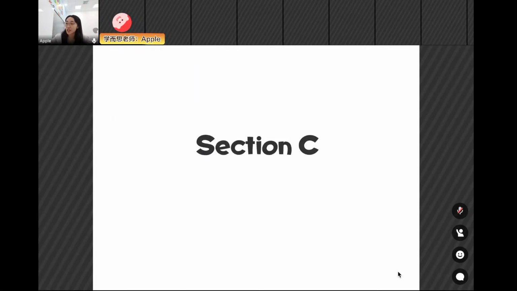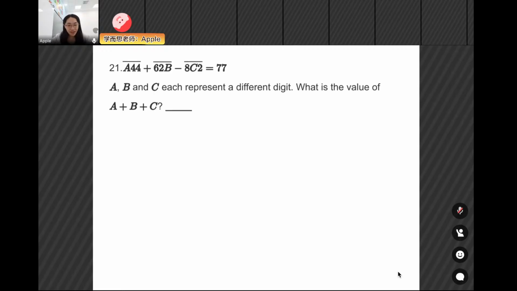Finally, section C. Many students complain to me, "Wow, teacher, this is so hard, right?" But actually for question 21, I think it should be okay. Yeah, 21 is still okay. Let's have a look. It is a number puzzle, but it is a bit tricky as you can see addition and subtraction at the same time, right? So what should I do?